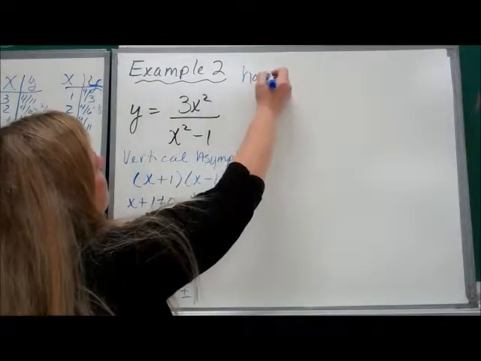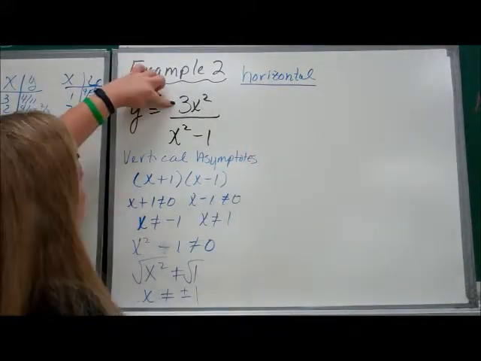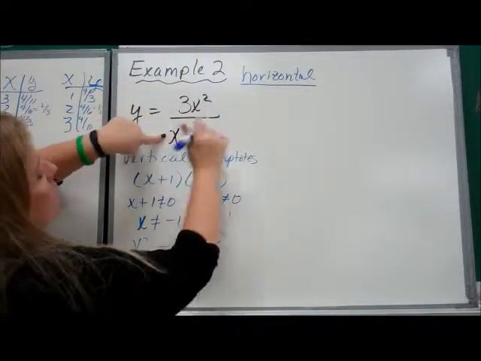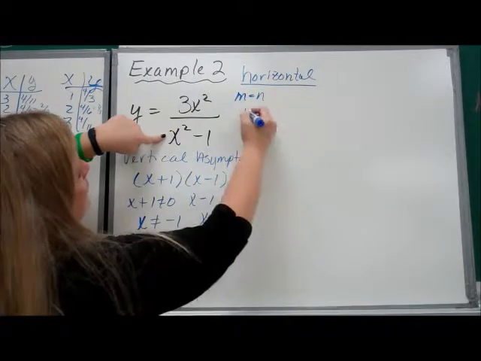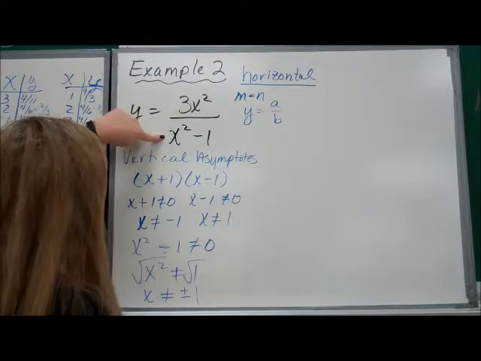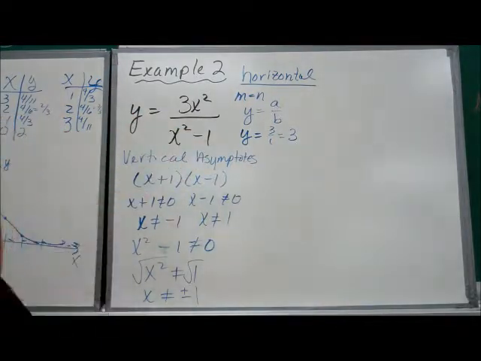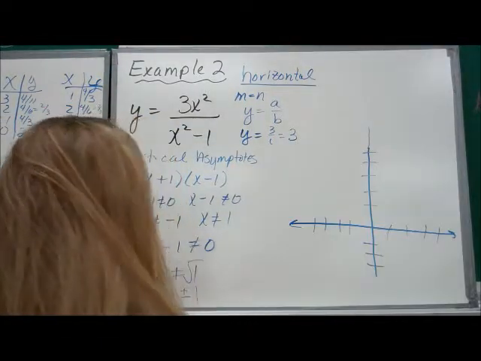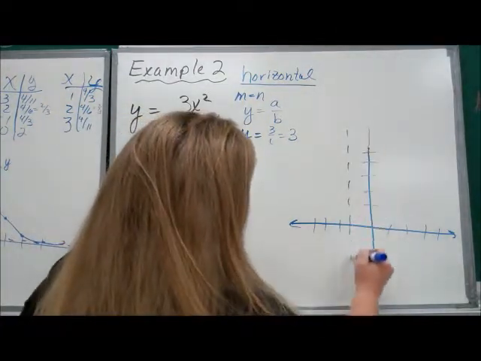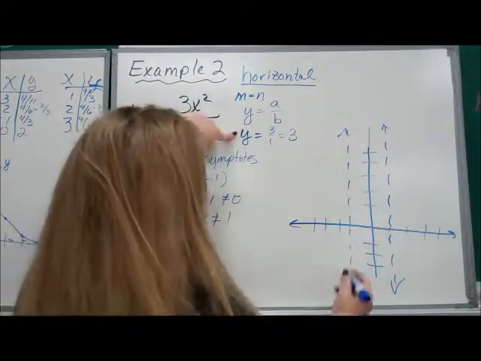Horizontal asymptotes. The degree of the numerator is 2, and the degree of the denominator is also 2, so m equals n, so y equals a over b. This is a, this is b, so y equals 3 over 1, which is just 3. There's your horizontal asymptote. Sketching, you must get the asymptotes on the graph. So we've got negative 1, positive 1, and 3.